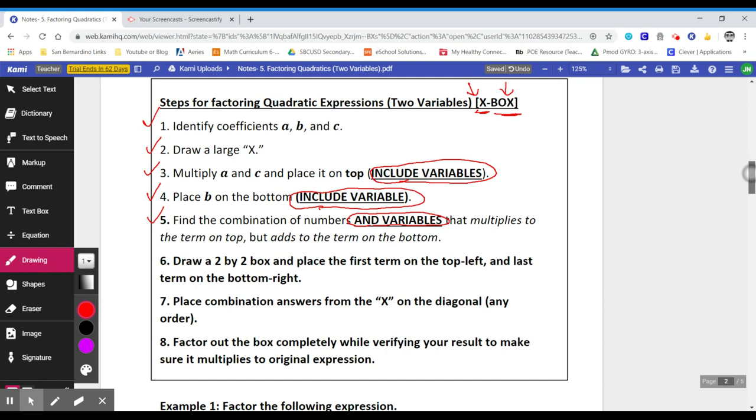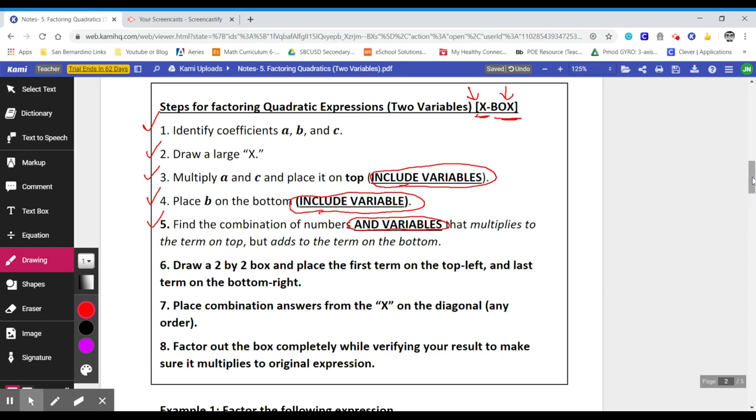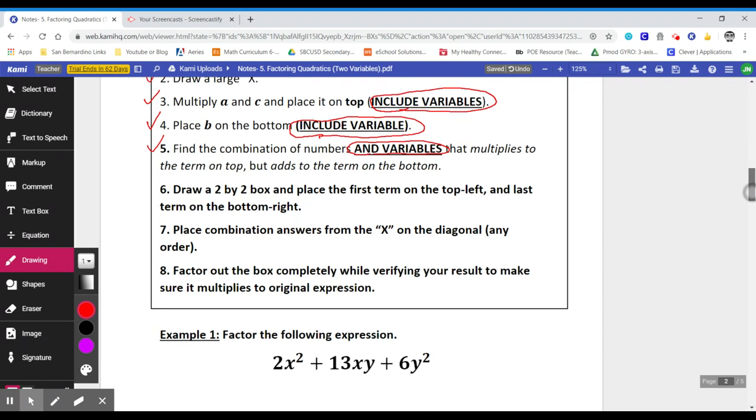So step number 6 says, draw a 2x2 box and place the first term on the top left and the last term on the bottom right. Step 7, place a combination of answers from the X on the diagonal in any order. These are different. And then step 8, factor out the box completely while verifying your results to make sure that it multiplies to the original expression. So the last three are different, but you've done them before in separate lessons.